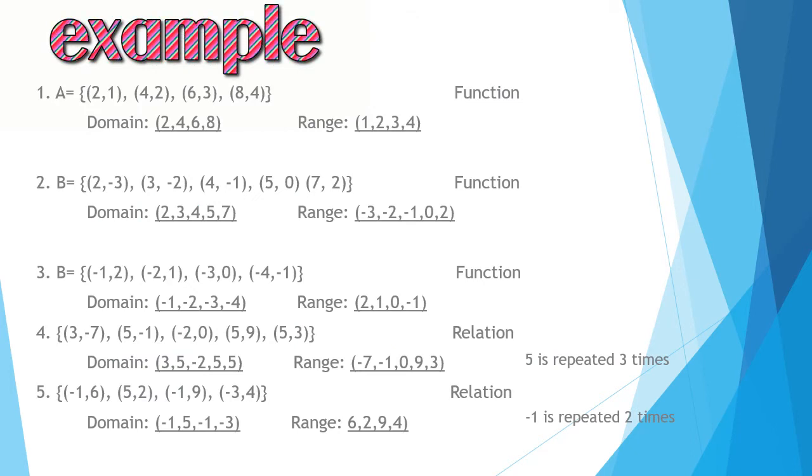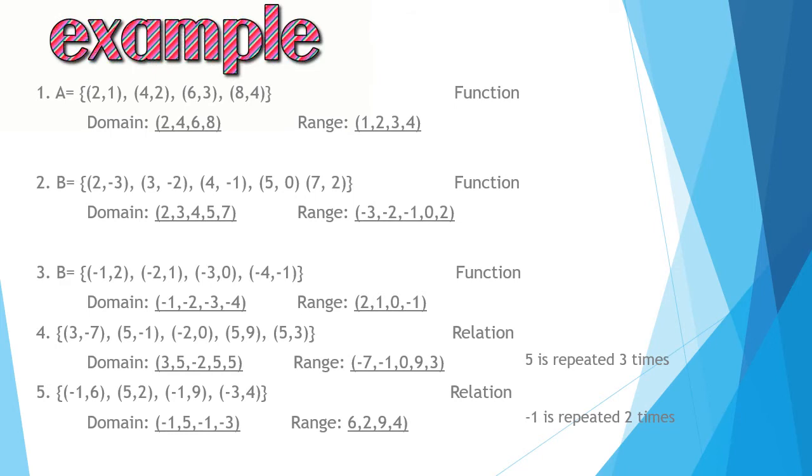We have here five examples. First, we have the pairs 2 and 1, 4 and 2, 6 and 3, and 8 and 4. In order to find the domain, all we have to do is put the x-coordinates, and for the range, we put the y-coordinates. It is a function because none of the x-coordinates are repeated.